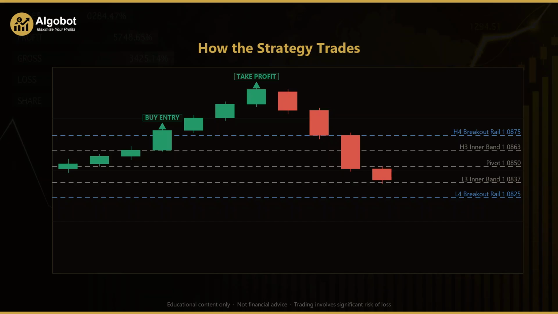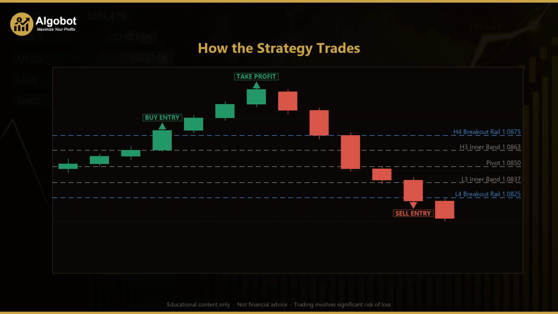Now let's follow the second scenario, the short side. After that push higher, price begins to roll over. The candles turn down, giving back ground and sliding back through the inner band. Price crosses below the central pivot and continues lower, testing the L3 level at the bottom of the inner band. Once again, touching the inner band alone is not enough. The strategy is watching the wider L4 rail below.